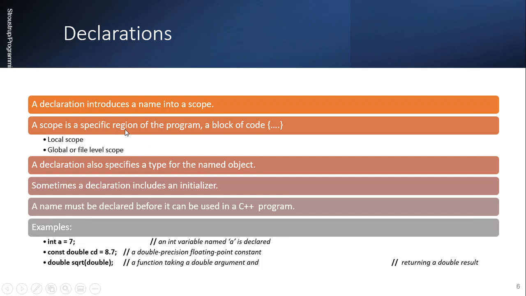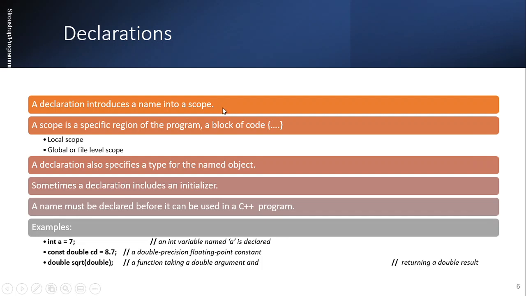Here we'll talk more formally about declaration. What is a declaration? A declaration introduces a name into a scope. Okay, so this is a name A, and this declaration introduces, what is this name A? A is an integer. Okay, so A is an integer, and here we use the word scope.